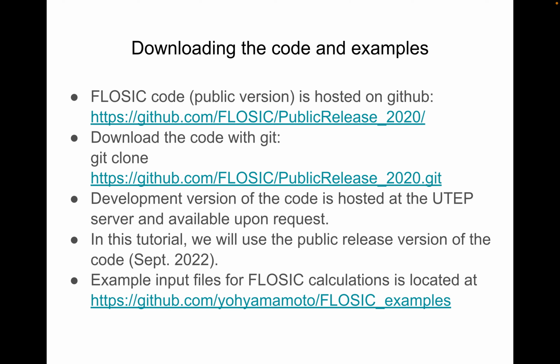In this tutorial, we will use the public release version of the code dated September 2022. I've also prepared an example sample input for you to run the FLOSIC calculation, and that is located in my personal GitHub repository, under the FLOSIC example. So that's what we are going to use.